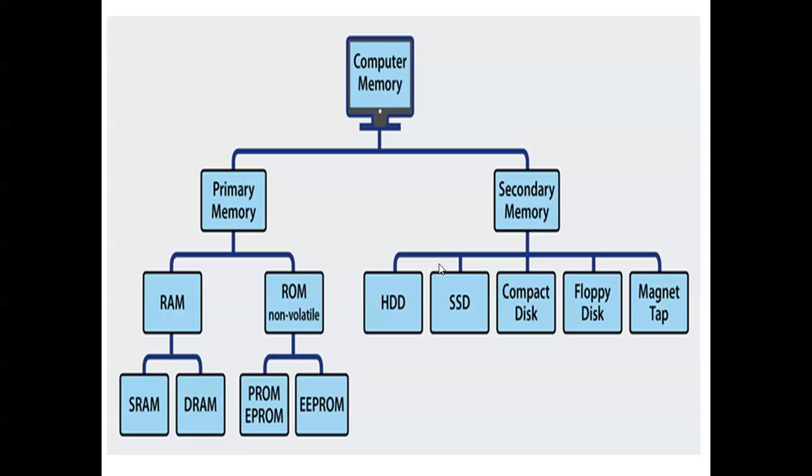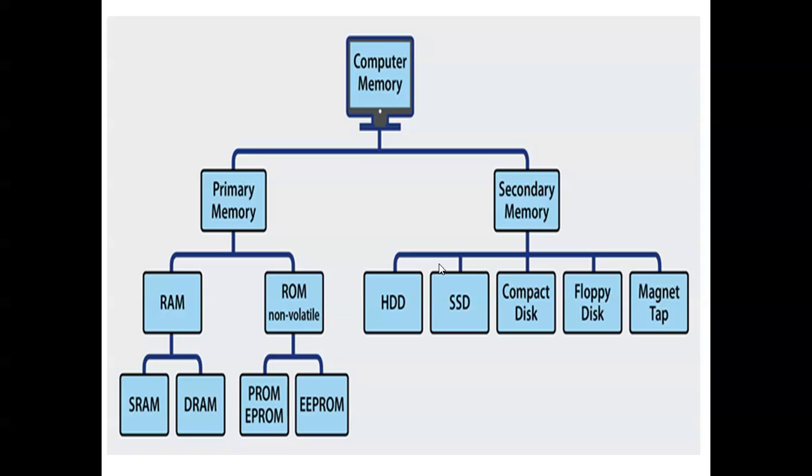Okay, so this is a video going to discuss random access memory. Before we start random access memory, we have to know how it is classified and how it came from computer memory. Computer memory is classified into two parts: one is primary memory, another one is secondary memory.